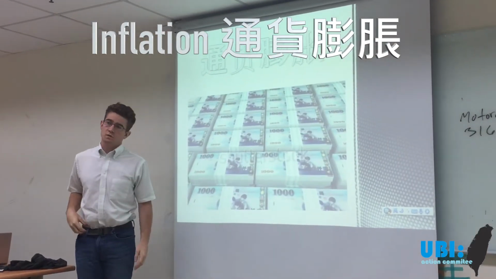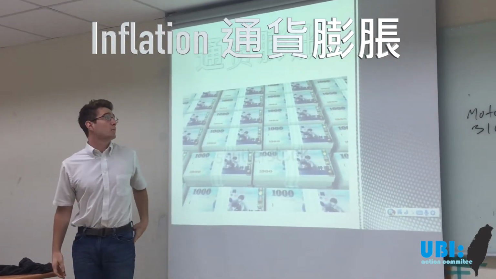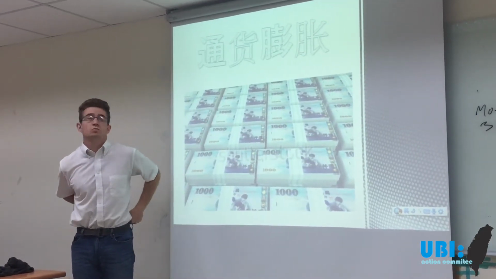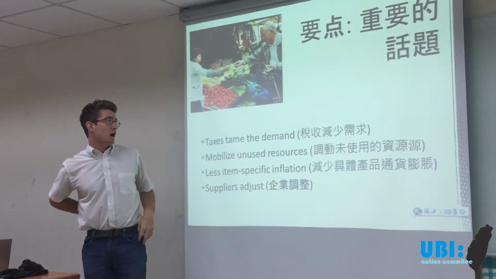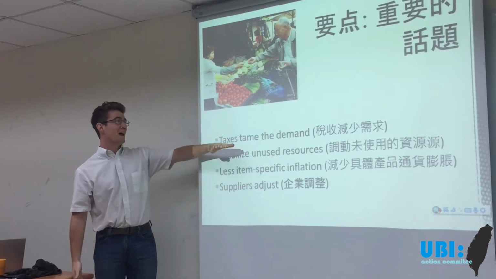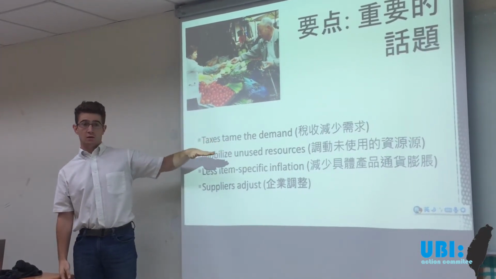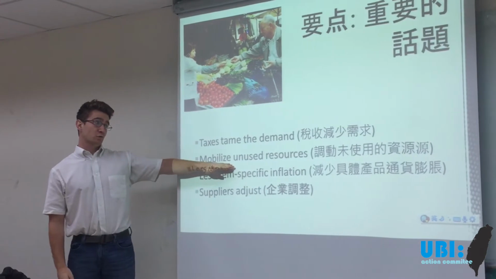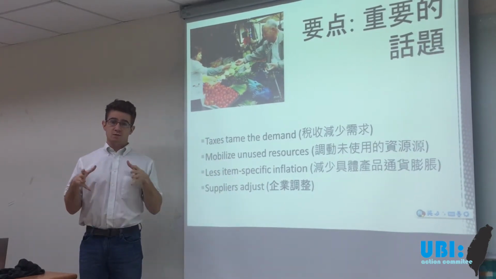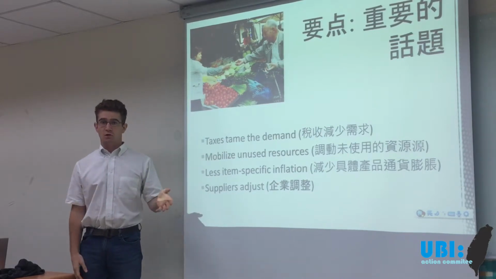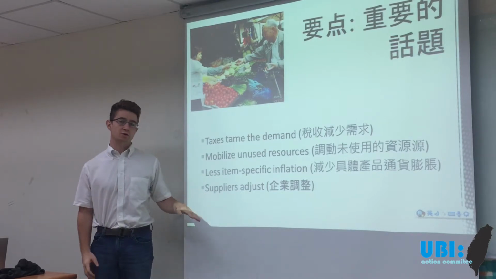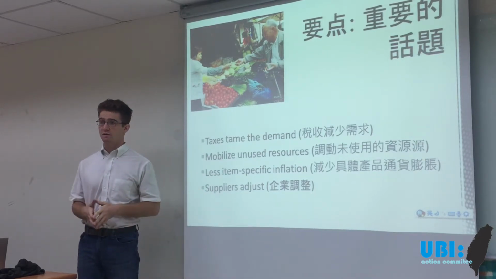So one criticism that's levied against universal basic income is that it could increase inflation. So my goal in this presentation is to explain why that may or may not be the case. So my 4 main points are that taxes reduce the demand. It might mobilize unused resources. Third, we would have less inflation related to specific items as compared to other welfare policies that target. And lastly, I'll argue that suppliers adjust, which more or less mitigates a lot of the effects of it.